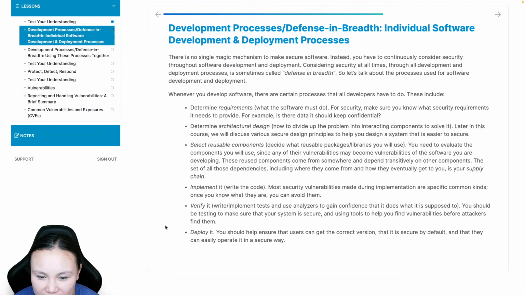Okay, verify it. Write and implement tests and use analyzers to gain confidence that it does what it is supposed to.